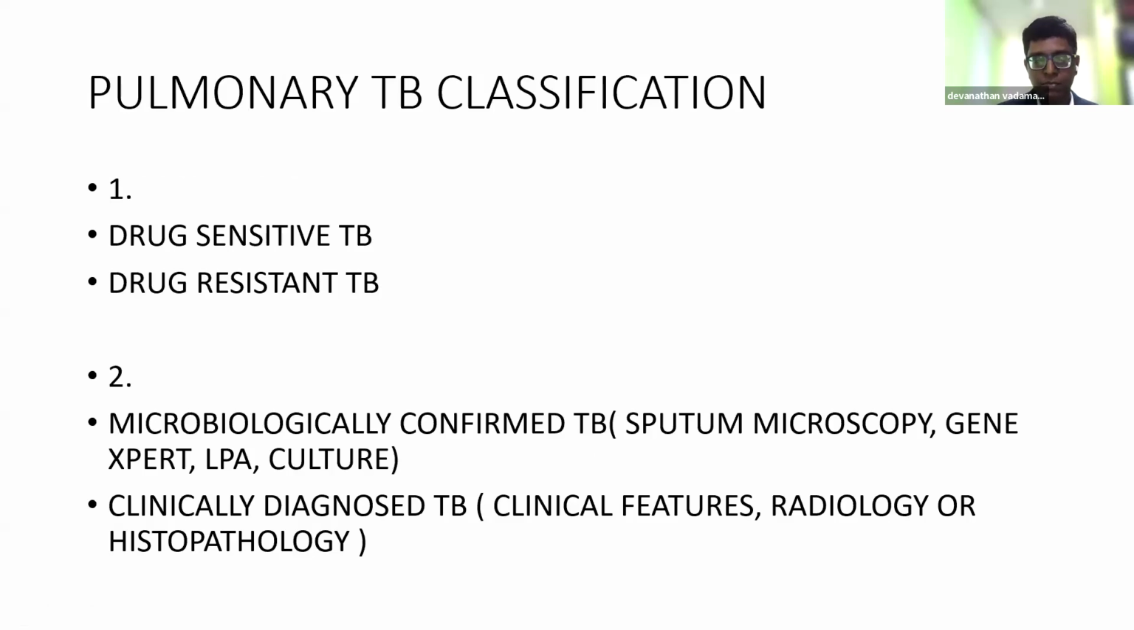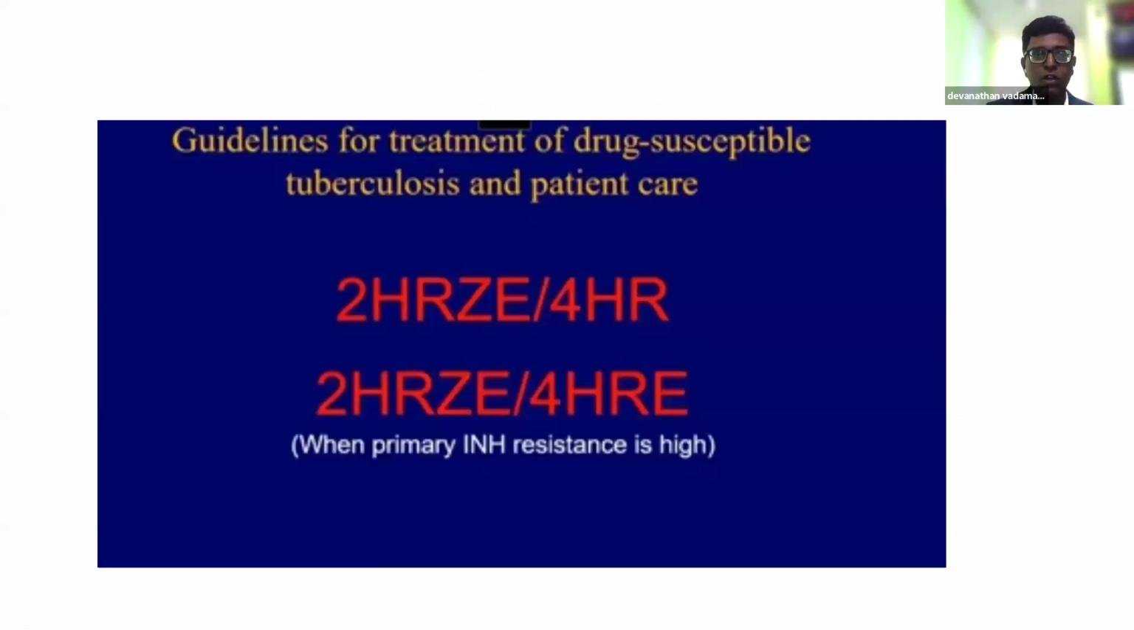I'll be sharing the PPT, so listen for the talk along. For the drug sensitive pattern, we should know why we are giving this regimen. For drug sensitive TB patients, you will be giving 2 months of HRZE and 4 months of HRE, that is isoniazid, rifampicin and ethambutol. Only pyrazinamide we are not giving in the continuation phase for 4 months.